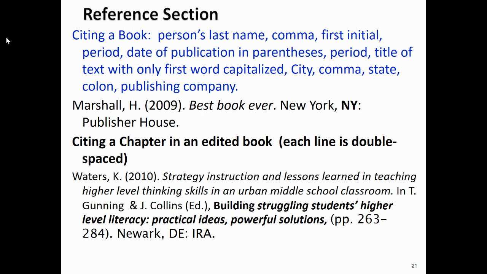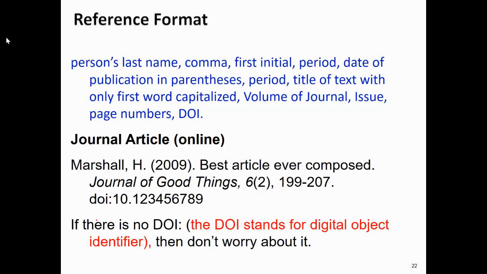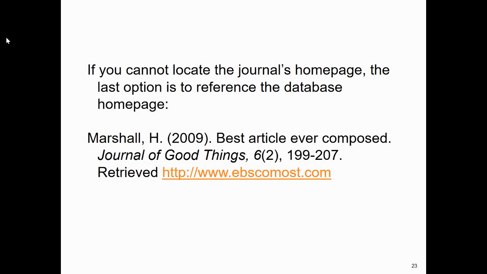If you were citing a chapter in an edited book, it's going to look like the one below. And this is an actual chapter that was cited. Again, in the references, if you were to obtain a journal article online, this is the format that you would follow. And DOI stands for Digital Object Identifier. If for some reason your article doesn't have one, then don't worry about it, but do include the URL so that the article can be obtained by the reader.